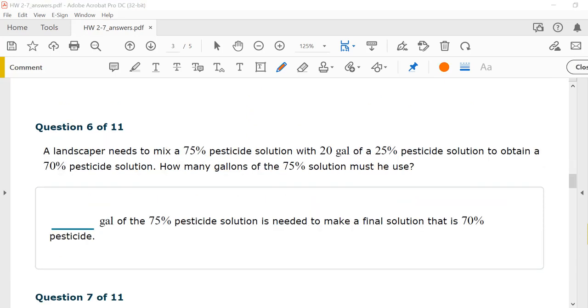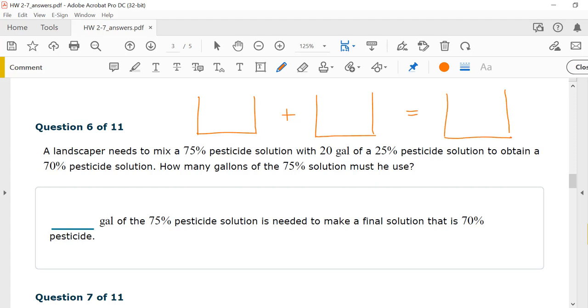Question 6. A landscaper needs to mix a 75% pesticide solution with 20 gallons of a 25% pesticide solution to obtain a 70% pesticide solution. How many gallons of the 75% solution must he use? All right, we have 2 solutions that we're mixing together to come up with a third solution.